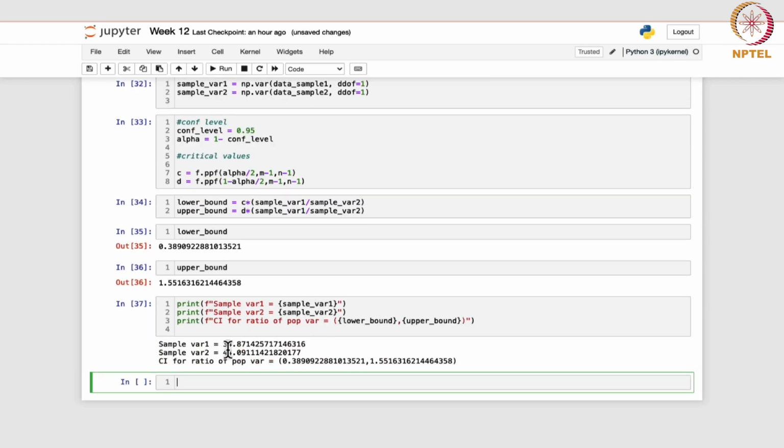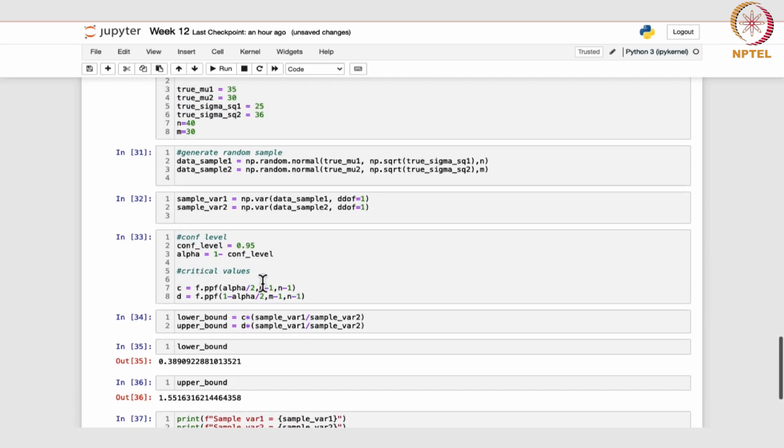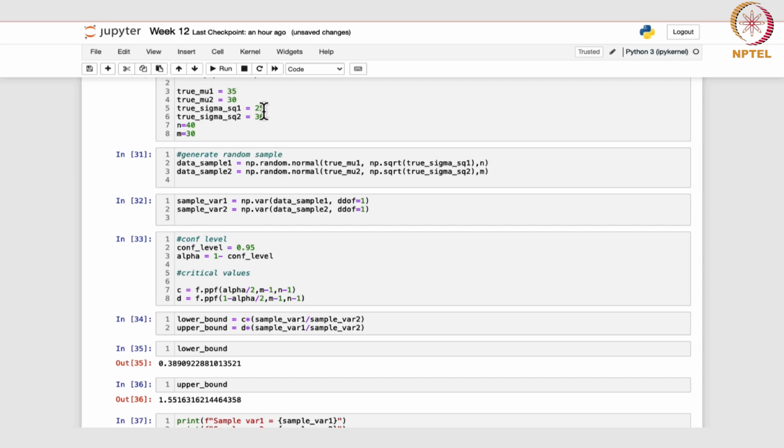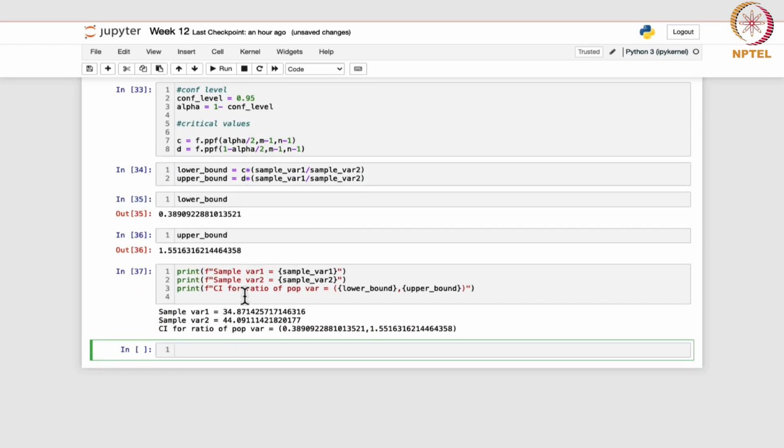So the sample variances were 34.87 and 44.0. The original ones are 25 and 36. So you can see that the sample variances are 34 and 44 in this case, and this is basically your confidence interval for the ratio of the two population variances.